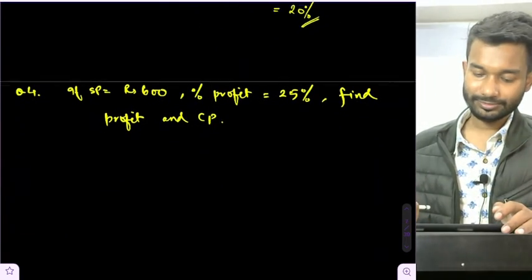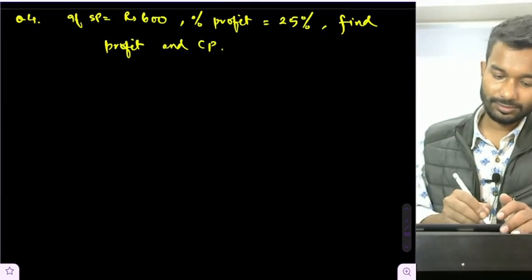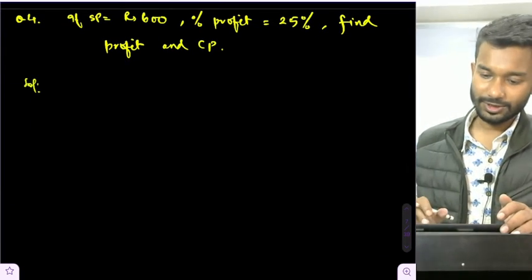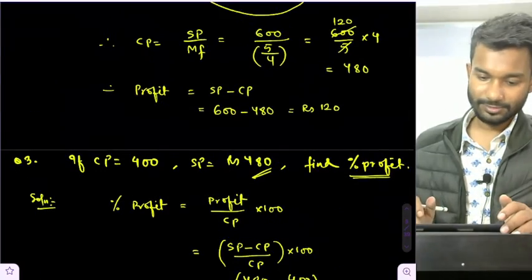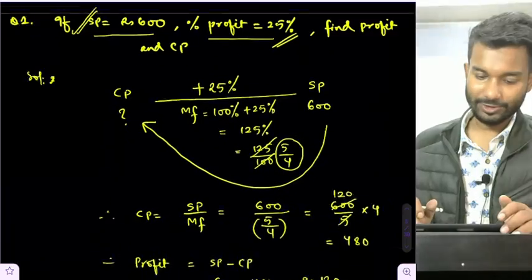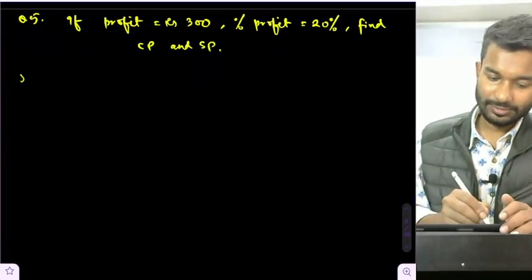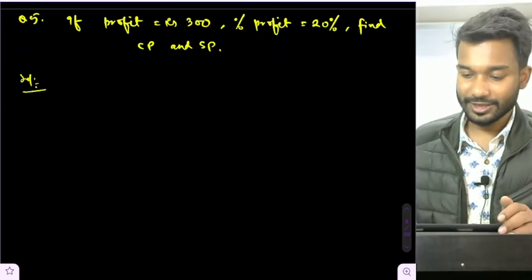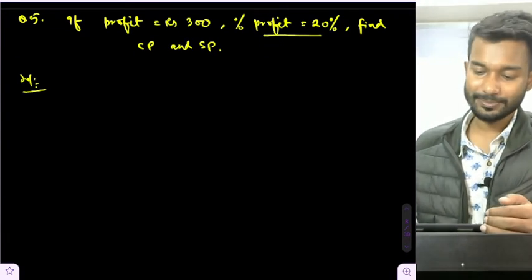Next question. So this is the same question, find profit and the cost price. Yes, this is same only. Question number 5, you see. Profit is 300, percentage profit is 20%. Find cost price and selling price.